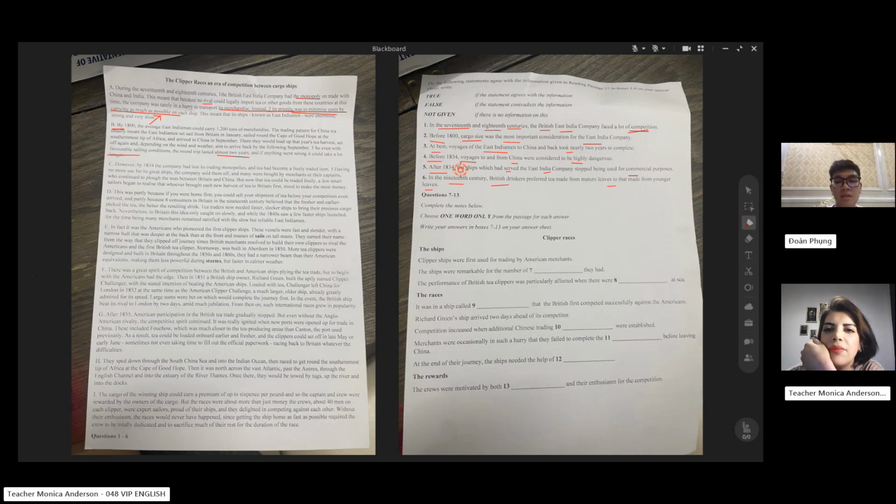Before 1834, voyages to and from China were considered to be highly dangerous. Okay.